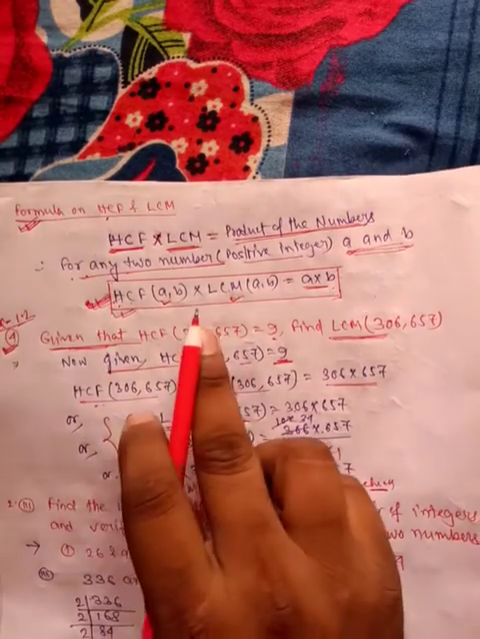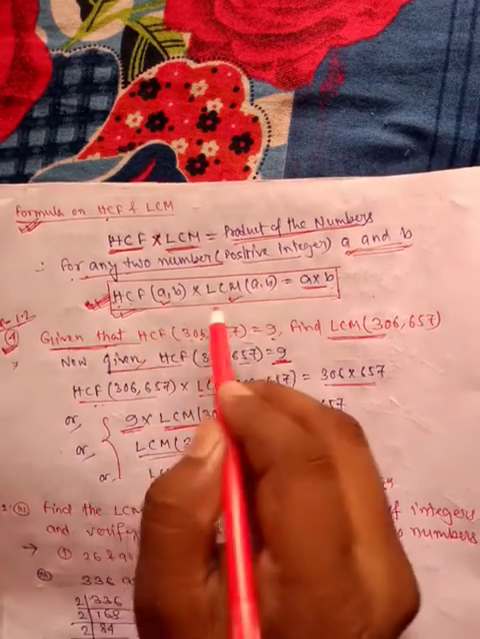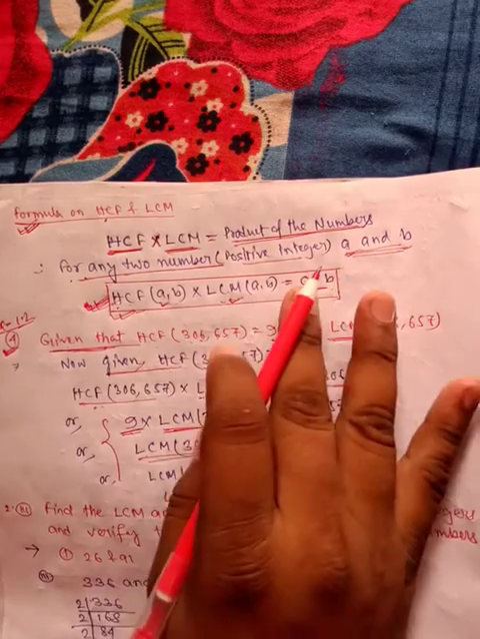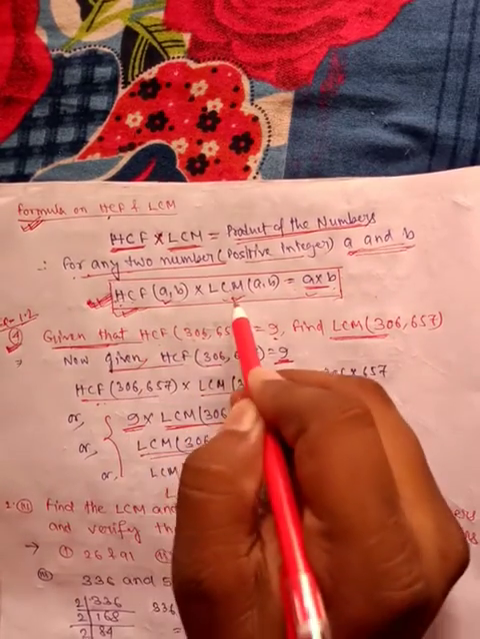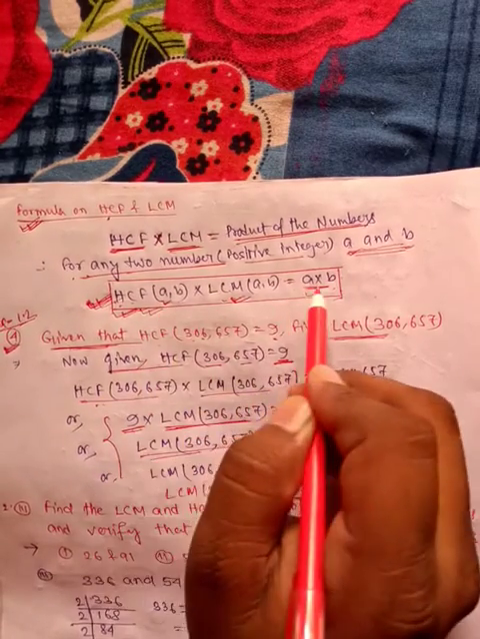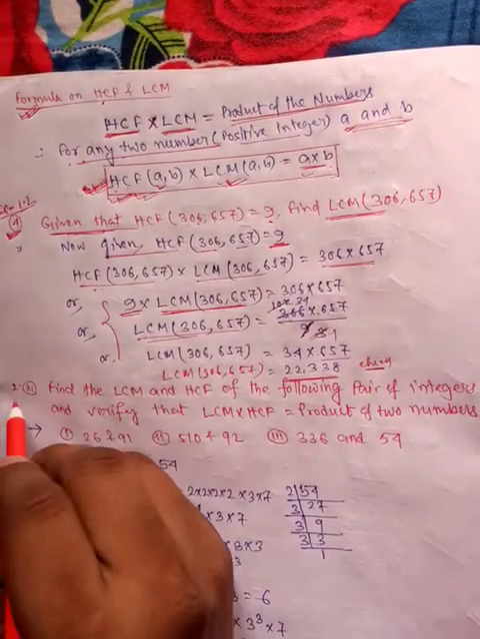Using this formula you can find anything, HCF or LCM or the product of the numbers, if two things are given. If HCF is given you can find LCM, and if LCM is given you can find HCF from this formula. Okay, next, another exercise.